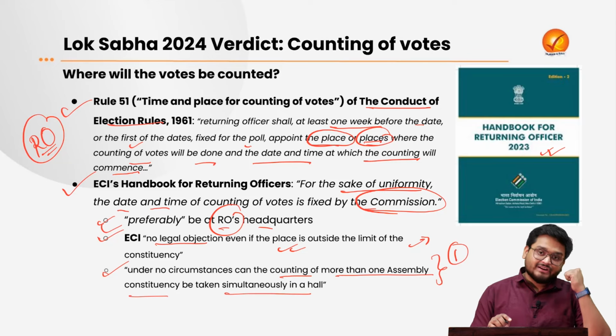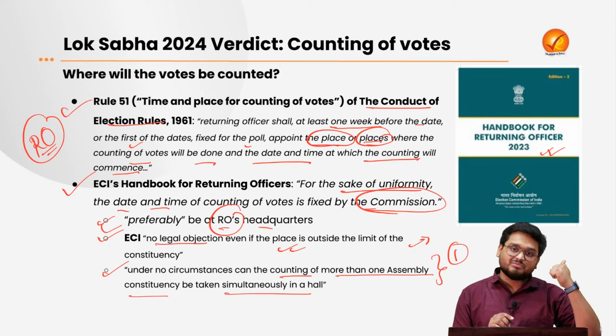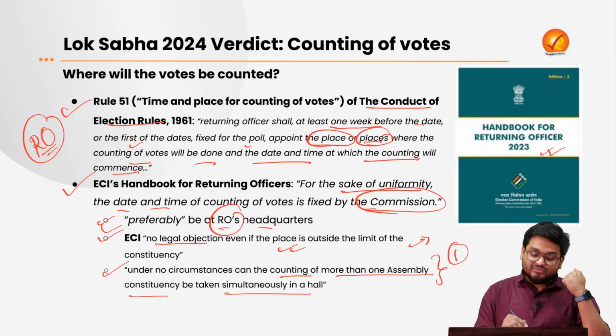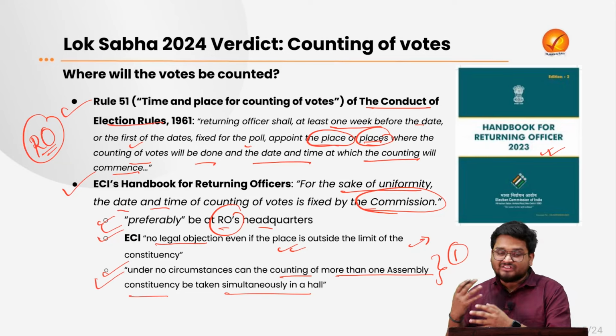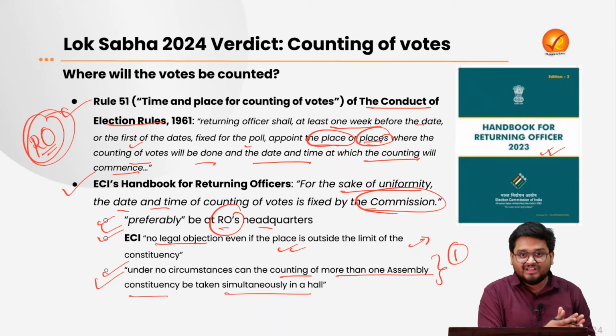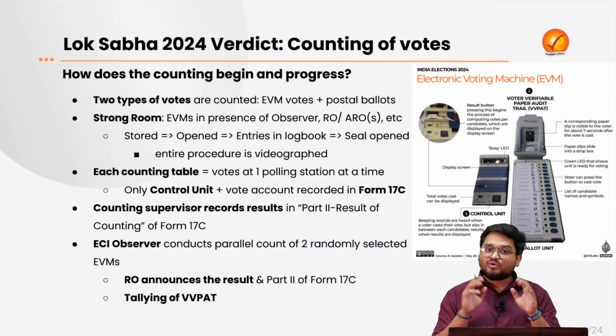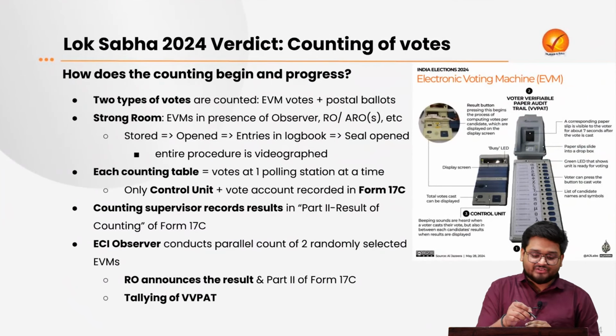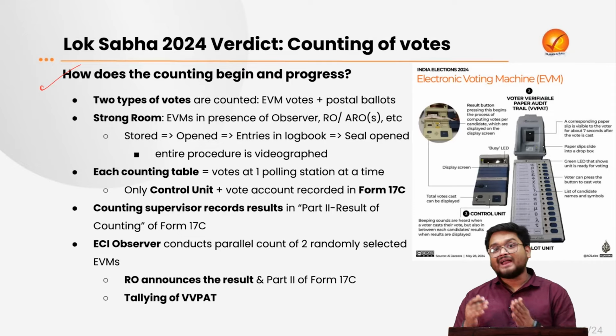So these are very, very important points for both your prelims and your mains, because UPSC can ask questions, for example, with reference to one assembly or two assembly, regarding the place, regarding the official, regarding the various agents. So it is very, very important for all of us to be aware of this. And finally, we also have to understand how the counting begins and progresses.